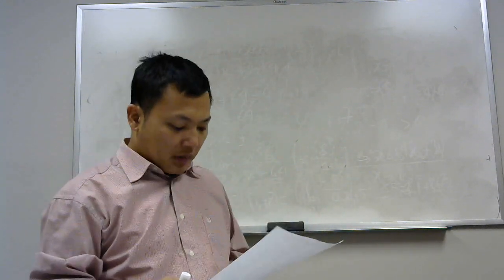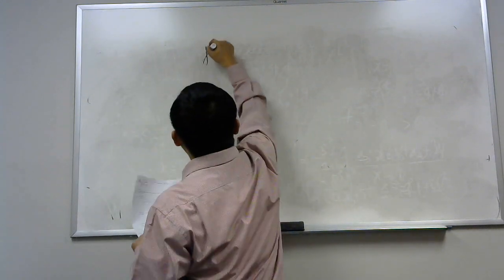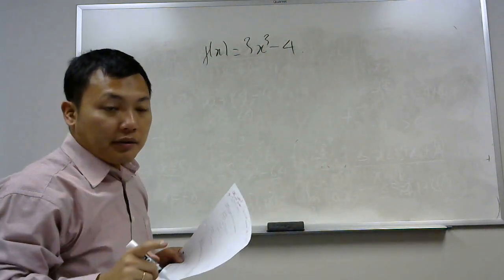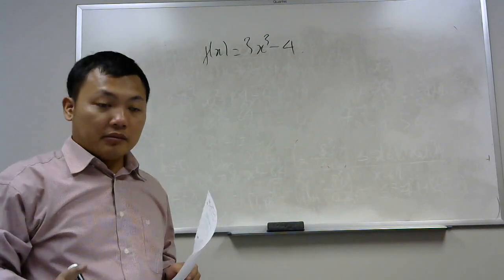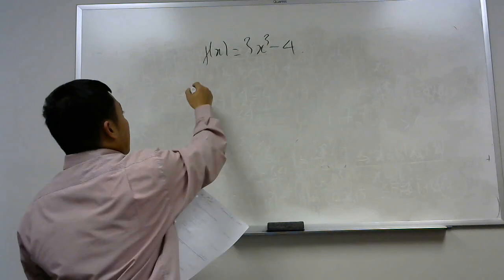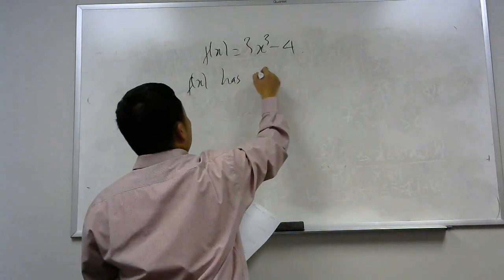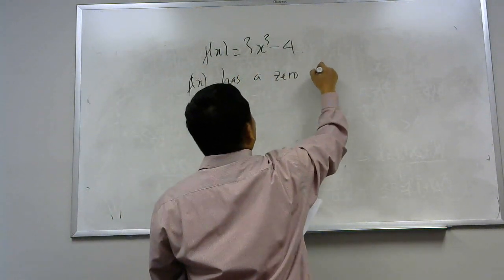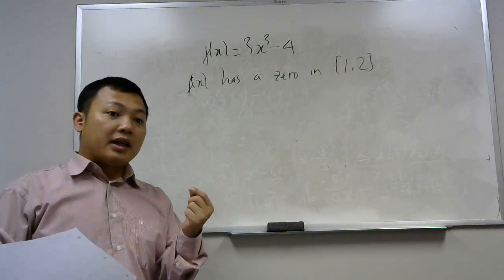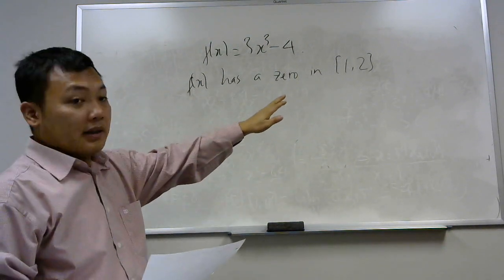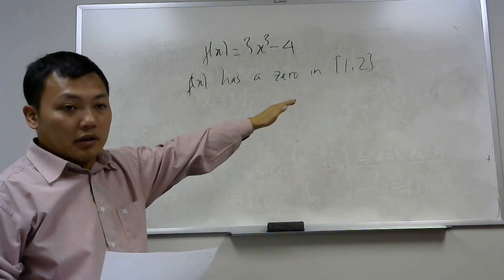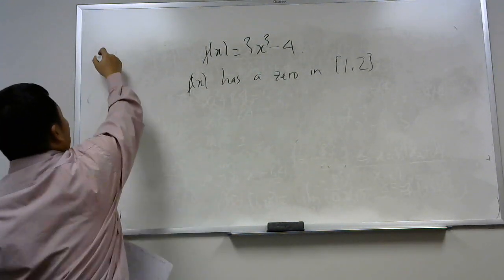Next problem is, they give you a function f of x equal to 3x cubed minus 4, and they ask you to use the IVT theorem, intermediate value theorem, to prove that f of x has a 0 in 1 and 2. So in this problem, they already give you an interval, right? And they ask you to check if the function has a 0 on this interval or not. So what is the IVT theorem?